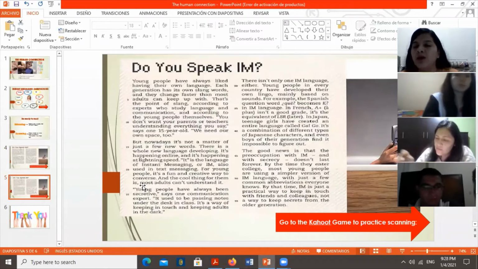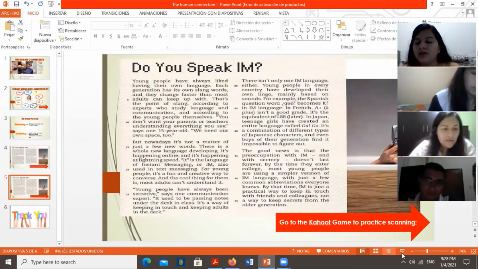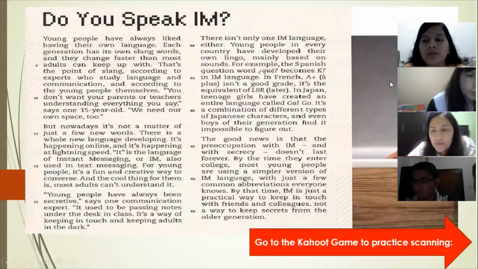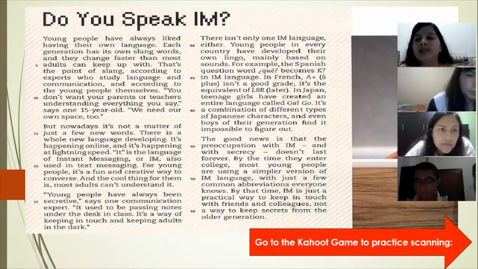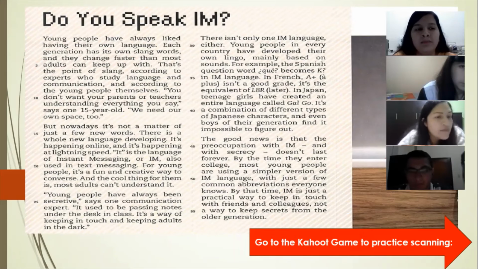Now we continue working with the same article about instant messaging, okay? Now, one by one, you'll read aloud this article. First, I start with the first paragraph and then you continue with the reading, okay?